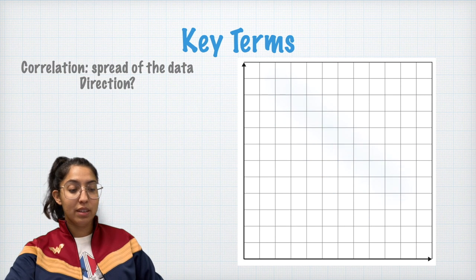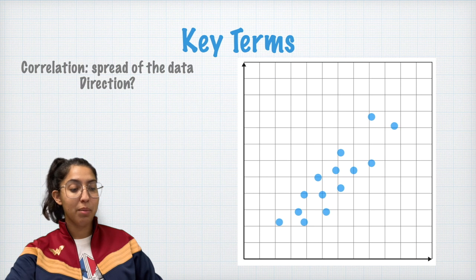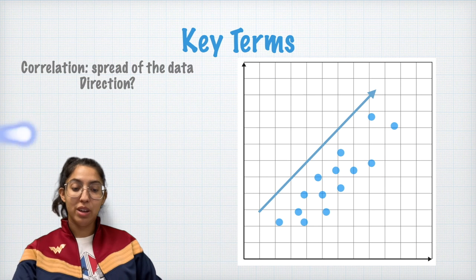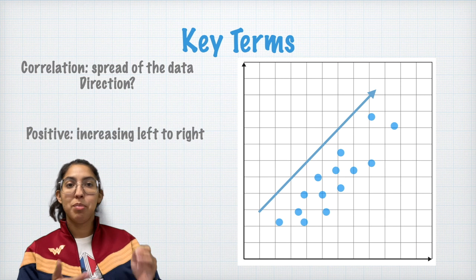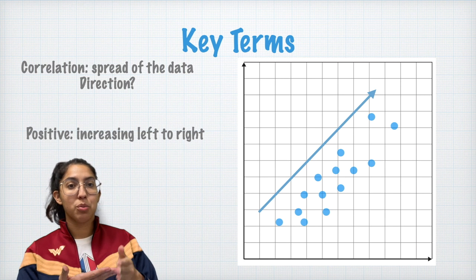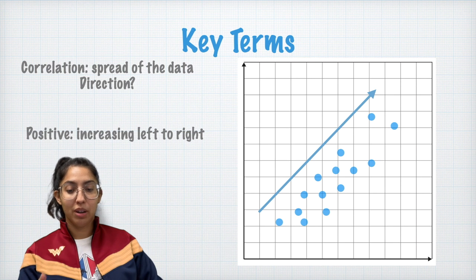Let's look at some positive data. So increasing left to right, that would be positive data. And I would make sure that you pause between each word and copy that down. That way you have that in your notebook.